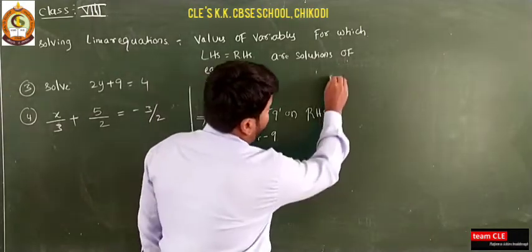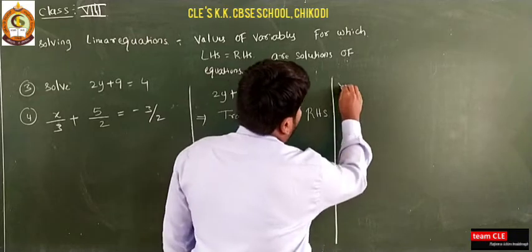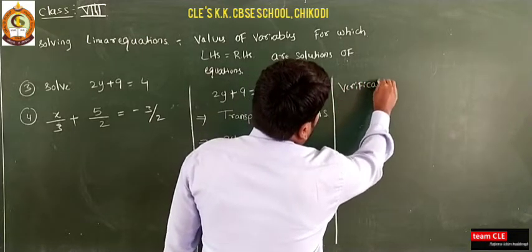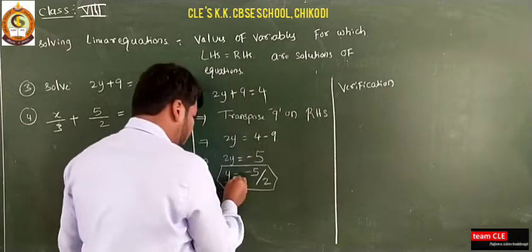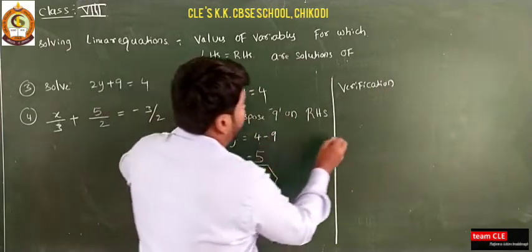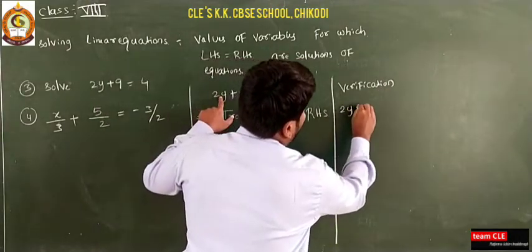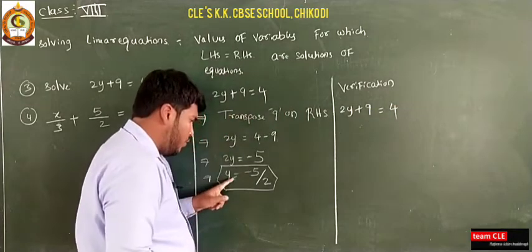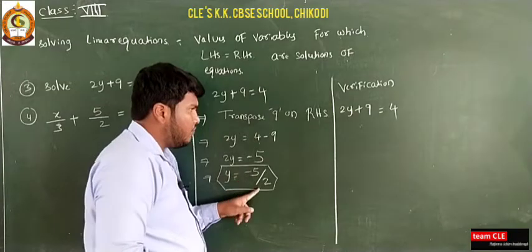Next step, we have to do the verification. What you have to do in the verification is substitute this y value in the given equation. The given equation is 2y plus 9 which is equal to 4. And what y value did you get? y is equal to minus 5 by 2.